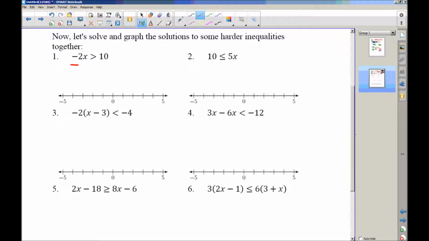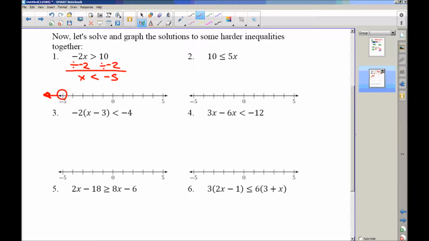First one, we're going to divide both sides by negative 2. Well, we just learned that if we divide both sides by a negative, we have to flip the inequality. So we'll change it from greater than to less than. Okay, that means our circle goes on negative 5, and we want to graph everything that is smaller than negative 5, so our line's going to go this way.